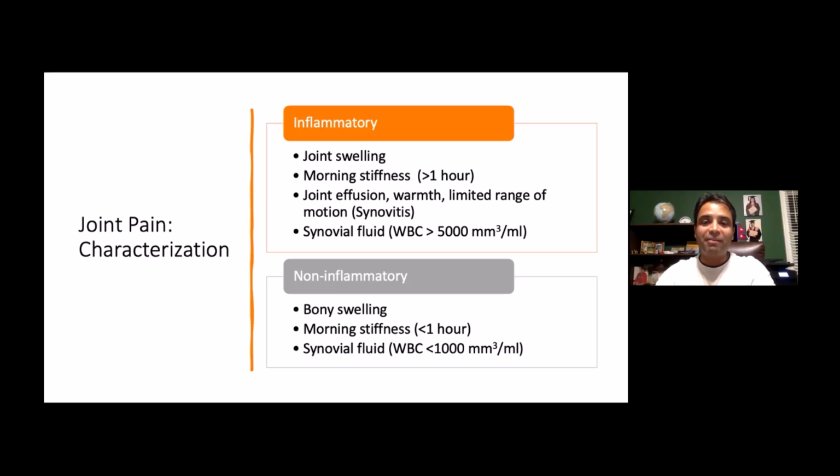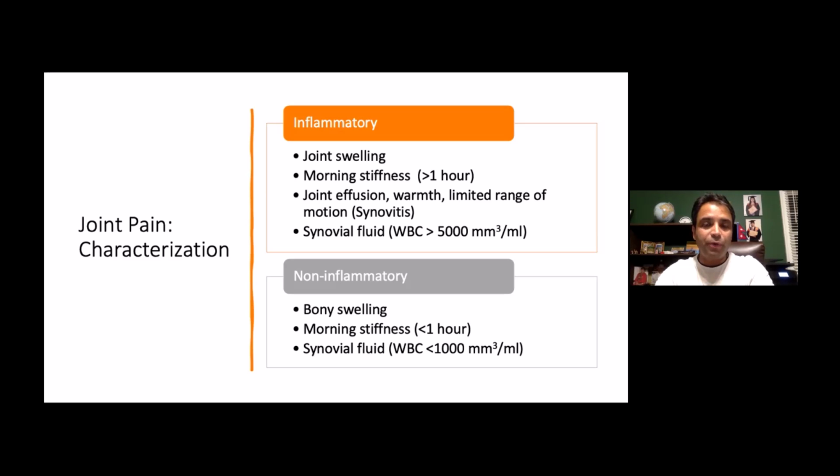And patients who have inflammatory arthritis also have joint effusion. When you examine the joint, you feel warmth over the joint, and then there is also a limited range of motion. When you have all of these signs and symptoms like the joint effusion, the warmth, and the limited range of motion, we typically characterize it as synovitis. So synovitis is a clinical term that we use to describe an inflammatory arthritis.